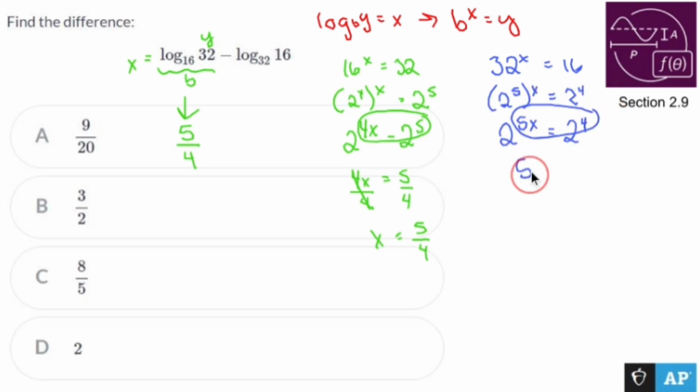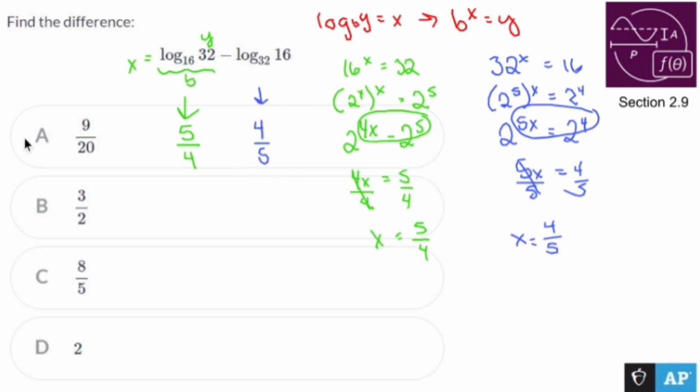So 5x equals 4, divide by 5, divide by 5. And yeah, I should have just listened to my heart. x equals 4 over 5, which means this evaluates to 4 over 5.